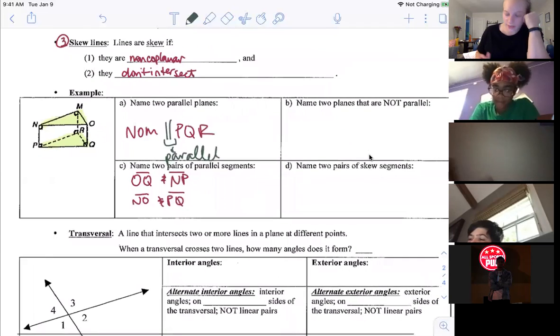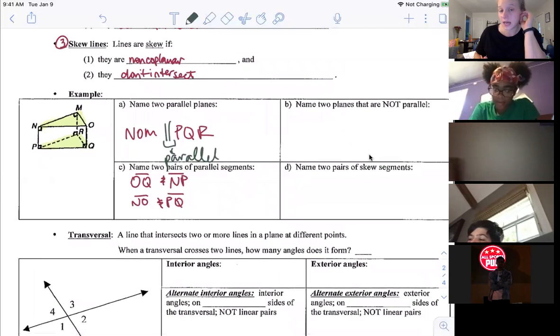Awesome, thank you. So we got the idea of parallel going on pretty easily. Now I want to name 2 planes that are not parallel. Who can name me 2 planes that are not parallel?